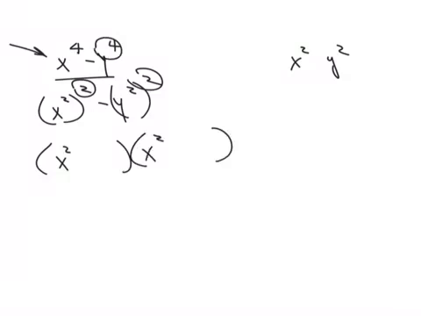And what gives us y to the 4th? Y squared and y squared, right? Okay. That being the case, we put a plus sign there and a minus sign there, and we are done with that one.